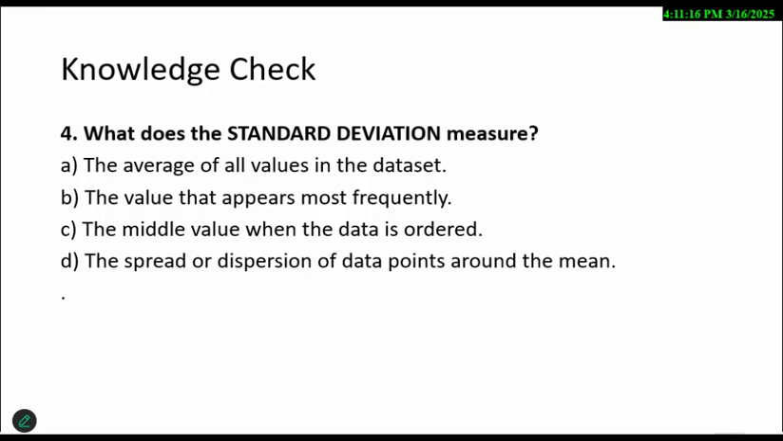What does standard deviation mean? A, the average of all values in the data set. B, the value that appears most frequently. C, the middle value when the data is ordered. D, the spread or dispersion of data points around the mean. And it is D, the spread or dispersion of data points around the mean.